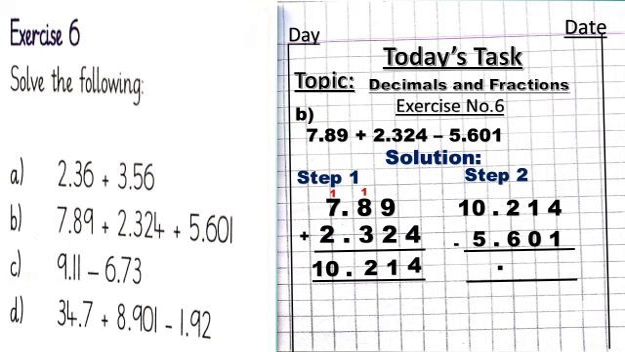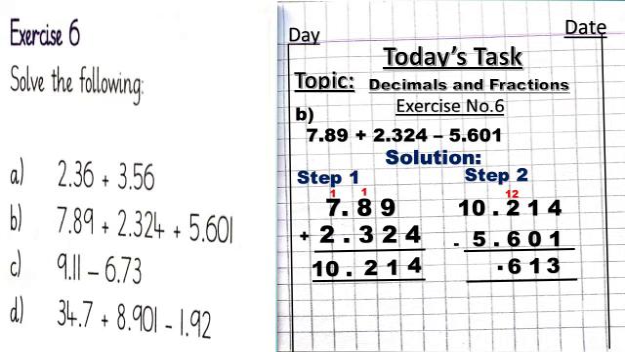5.601 from 10.214. 4 minus 1 is equal to 3. 1 minus 0 is equal to 1. And look at the tenth column. 2 is less than 6, so we can't subtract 6 from 2. So we will borrow 1 from the units column, and this 2 will become 12. Now we will subtract 6 from 12. We will get 6. Decimal point will shift as it is.